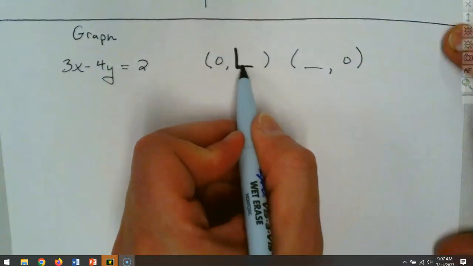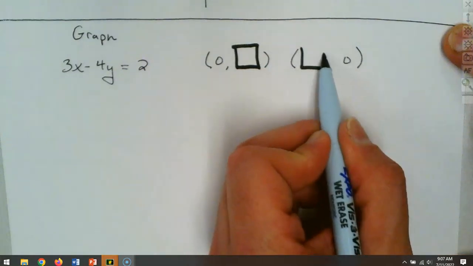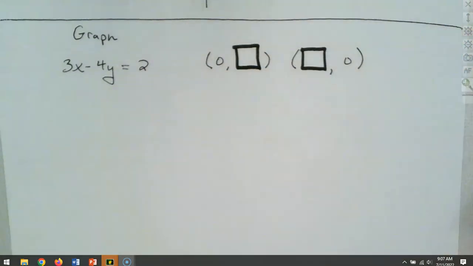And sometimes you may get a fraction. And if you get a fraction, what we do is we figure out about where that point belongs, and we try to graph it to the best of our ability. Because not always do you get whole numbers. Most of the time you do, but in some cases you may not. Now you need at least two distinct points to graph this line.